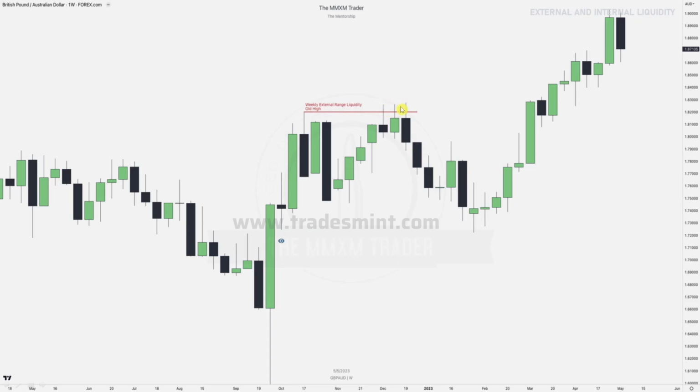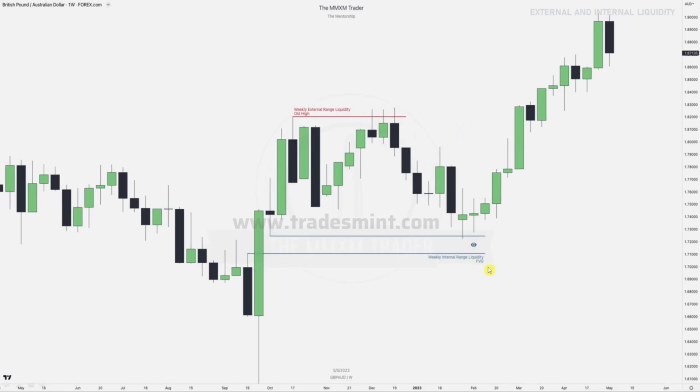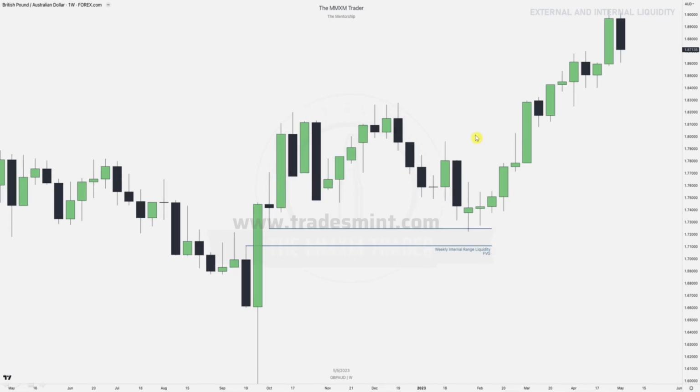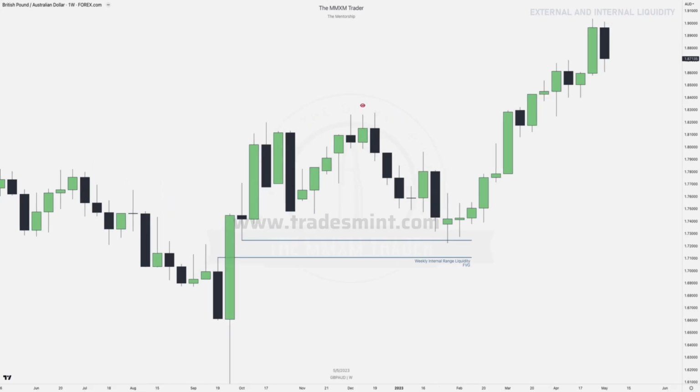External range has been taken, so what are we going to look for next? Internal range. Weekly internal range liquidity over here, and it draws in there perfectly. Now we've hit that weekly internal range liquidity. Think about it: external to internal. Now we're in internal. Where are we going to draw into next? Where is your eye going? External range liquidity over here. It's as simple as that. External has been rated over here, we draw back into internal. Internal has been tagged, where are we going to go? We're going to go to external. It's as simple as that.